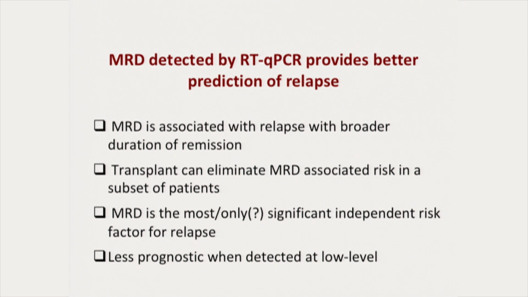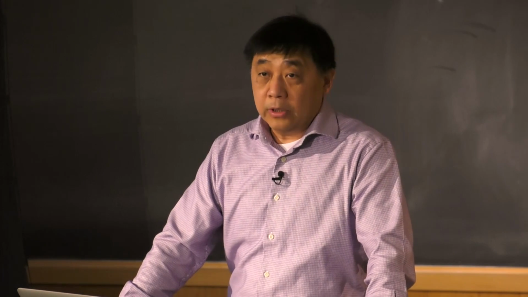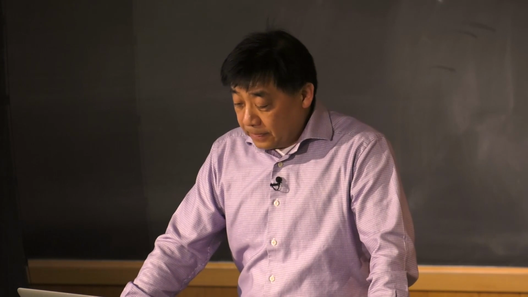So in summary, the MRD associated with relapse is the MRD detected by more sensitive detection methods. They are associated with relapse with a broader duration of remission, and transplant can eliminate the risk in a subset of patients. In the multivariate analysis, MRD can be the only independent risk factor, and other risk factors like FLT3 or KIT mutation lost their significance in this context.